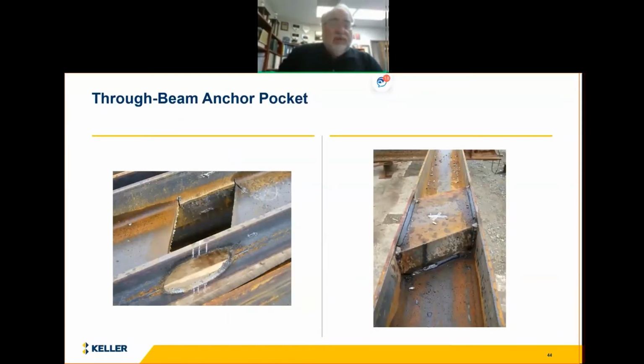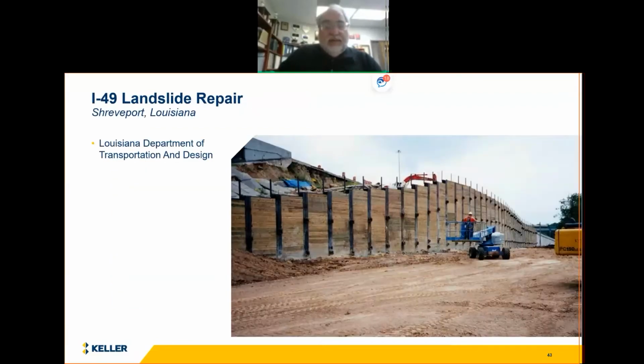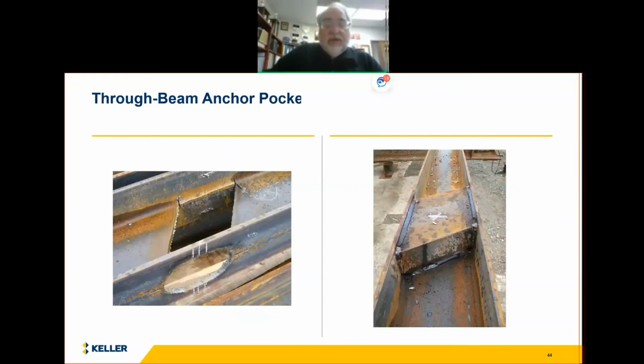So when we use soldier piles, like are shown in this previous slide here, how do we get the anchor through that beam? I get that question a lot. So this is a through beam anchor pocket. We actually cut a couple of holes in the flange of the beam. We cut out the web, but then we weld in this box structure shown on the right here. So we replace that material for the web. We also weld some plates on the flanges on the front and back to replace the steel we've removed here. So that enables us to put these tieback anchors right through the soldier piles.